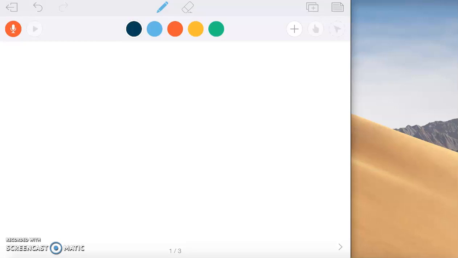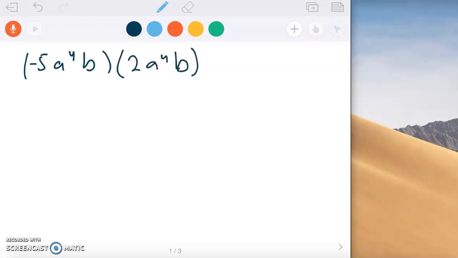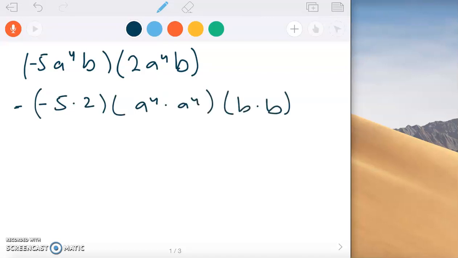All right, here we have negative 5 a to the fourth b to the first, or just b, all times 2a to the fourth times b. Again, we have monomials, right? Because there's no addition or subtraction inside the parentheses. So this is the same thing as saying negative 5 times 2, a to the fourth times a to the fourth, and b times b. Again, order doesn't matter with multiplication. There's no addition or subtraction in either of these parentheses. That's why we can do this.